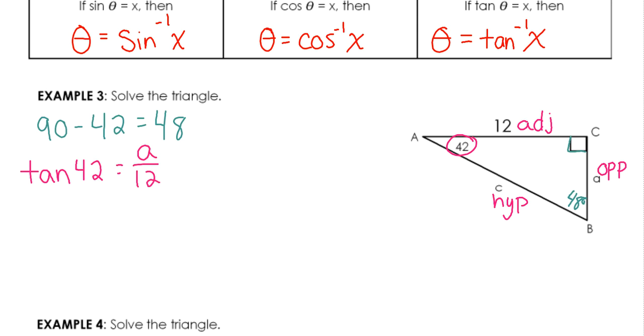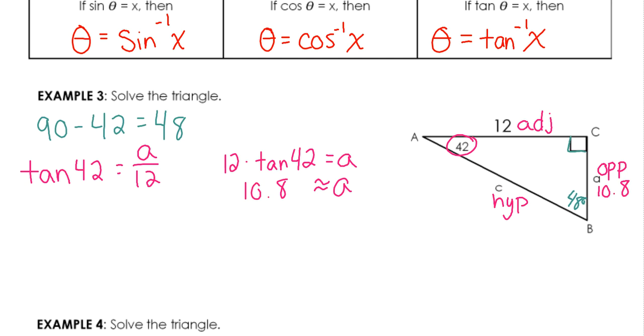So into my calculator, we're going to need a calculator to do this. I would type 12 times tangent 42. You want to make sure that your calculator is in degree mode. So I'm going to type in 12 times the tangent of 42. You should have tangent, sine, and cosine buttons on your calculator to use. And again, make sure you're in degree mode. When I do that, I get that A is about, we're going to have to round a little bit, 10.8. So this side over here is 10.8.